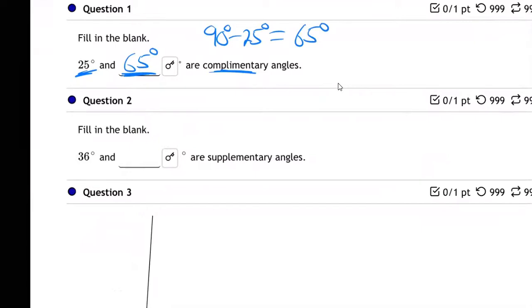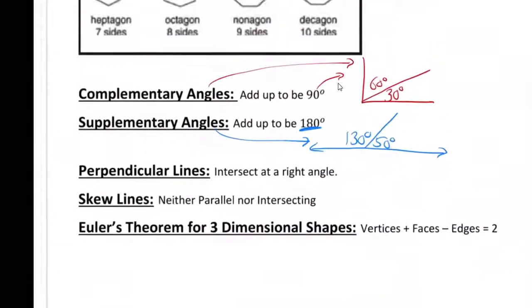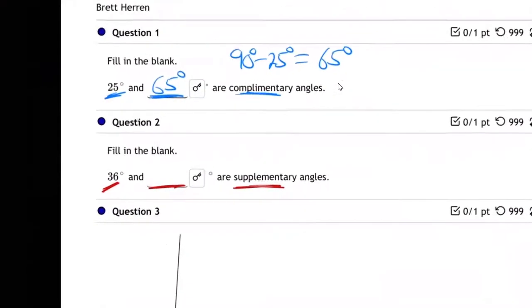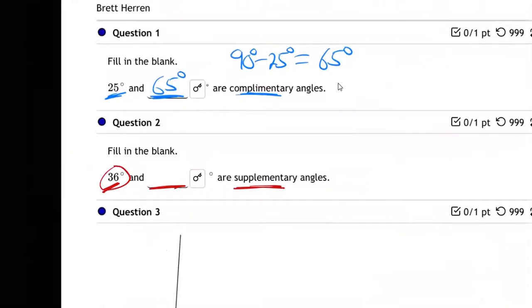Now let's go on to number two right away because it's the same thing, isn't it? 36 and what are supplementary? Well, as we saw in the definition down here, supplementary angles add to be 180. They make 180, they make a straight line. So therefore, if one of them is 36, I'm going to subtract from 180 to find the other. So whatever your calculator tells you there, mine's coming out 144 on that.